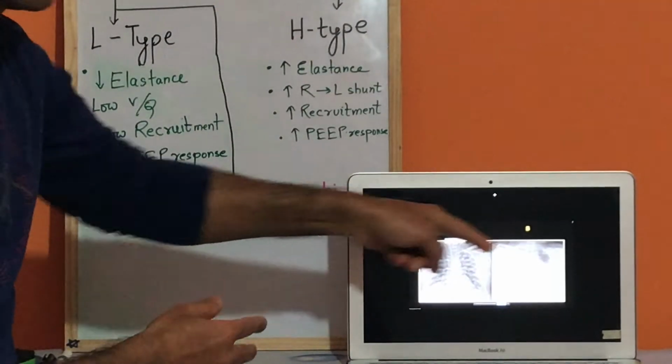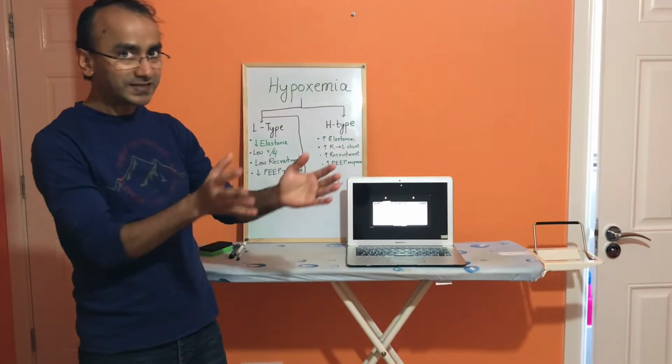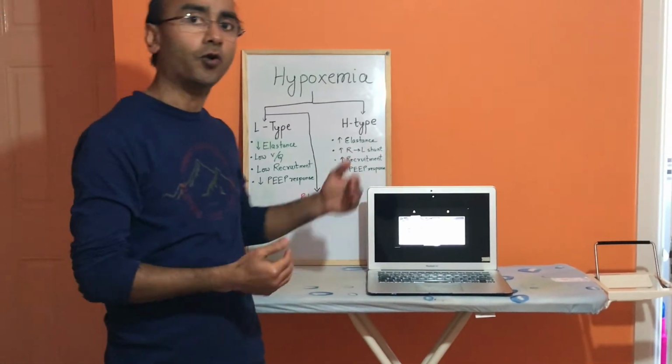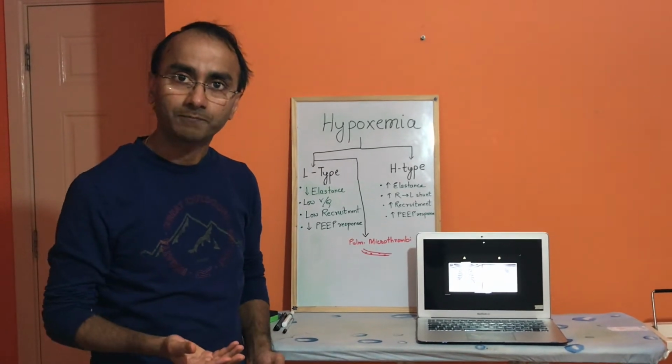Mind you, both of them are severely hypoxemic. So if somebody is not hypoxemic on day 10, day 11, and you are having a similar X-ray to that, that means the patient hasn't gone into the H type or will get better. It doesn't have to go into H type.